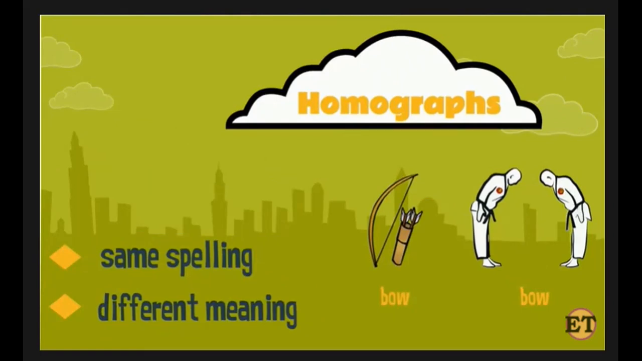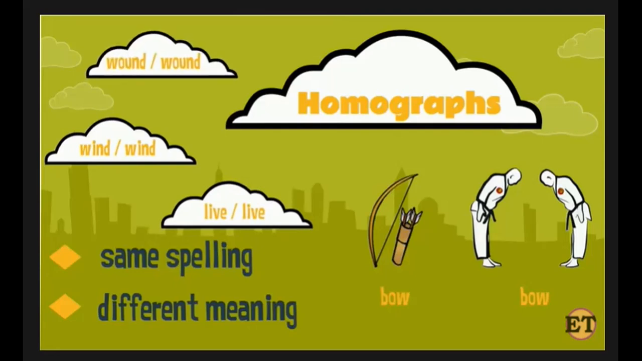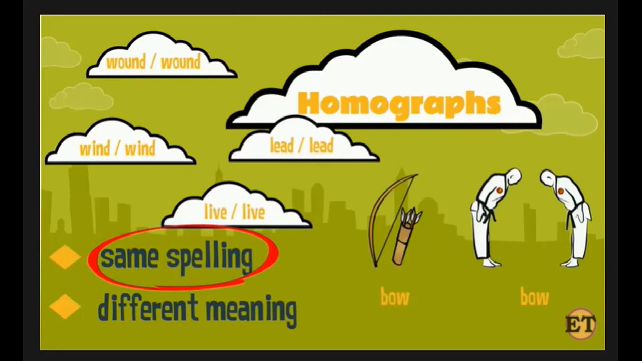Here are some more homographs. Wind and wind, live and live, wound and wound, lead and led. Each of these words are spelled the same but have a different meaning.